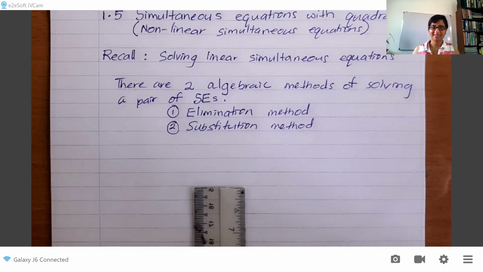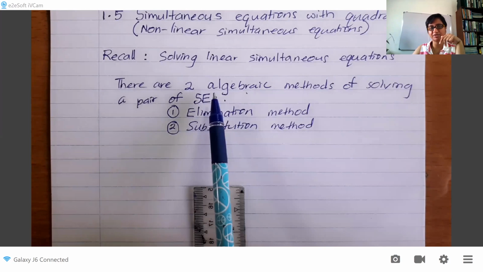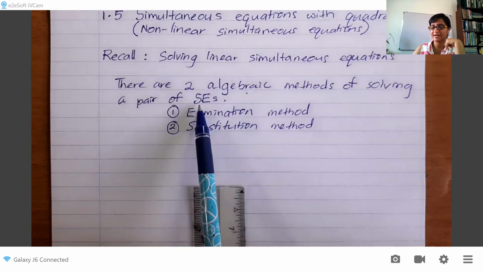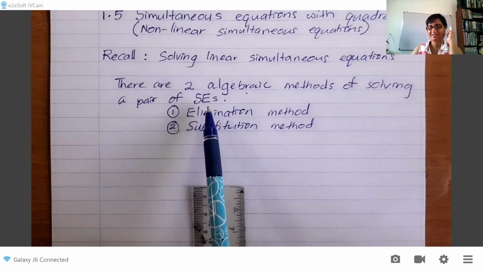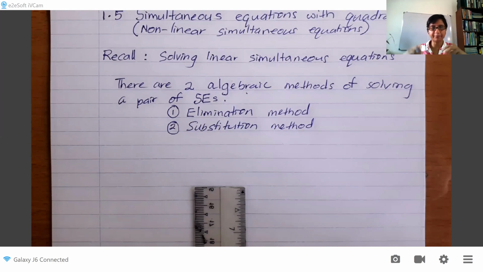Okay, so can you copy? I have written, there are two algebraic methods of solving a pair of simultaneous equations. I was explaining what algebraic means here. You didn't hear that? This SE is for simultaneous equations. Algebraic means you take the two equations and you manipulate the equations algebraically. You multiply equations by a number, you divide your equations by a number, you add your equations, you subtract your equations. So you do stuff to your equations, you manipulate them in order to finally find what your two unknowns are. That's an algebraic method.